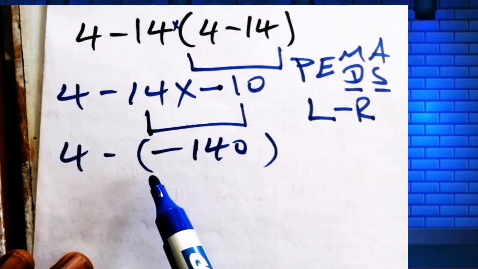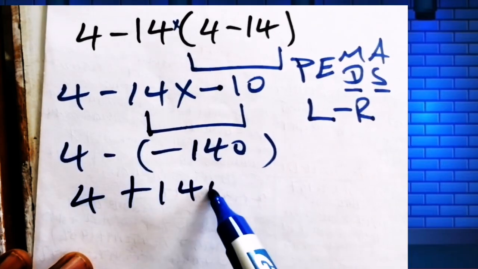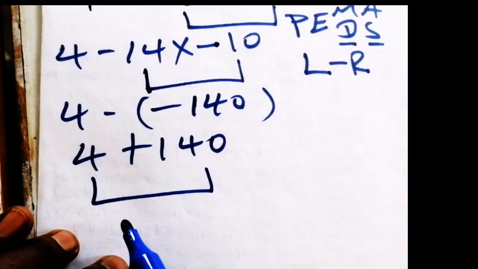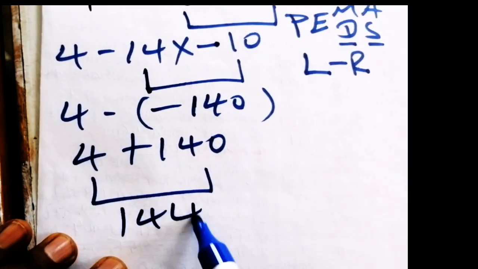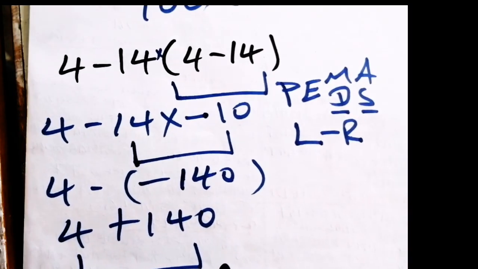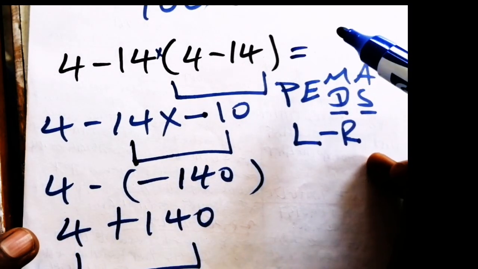Here negative times negative, which is positive. Okay, therefore 4 plus 140. 4 plus 140 is equal to 144. This is the final answer of this problem. Okay, therefore the correct answer of this problem is 144.